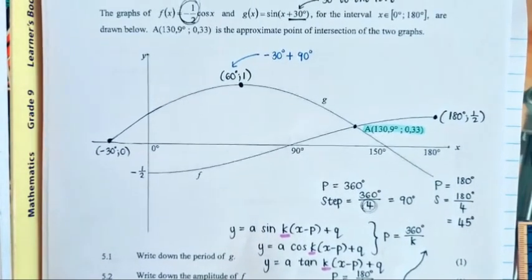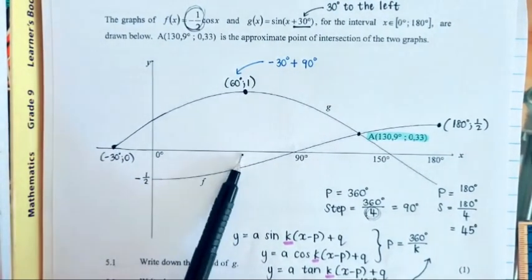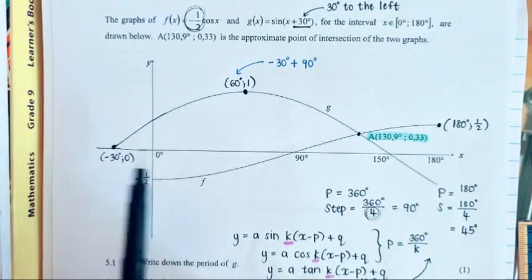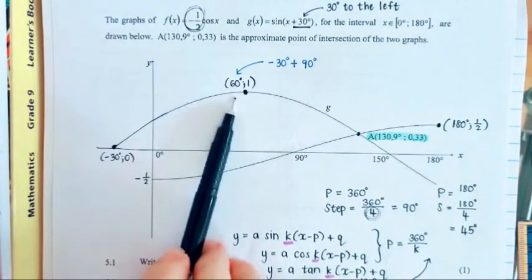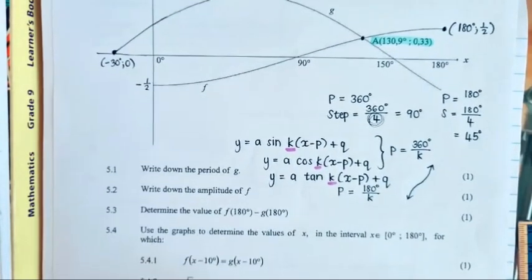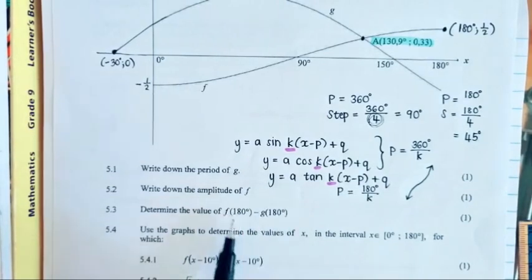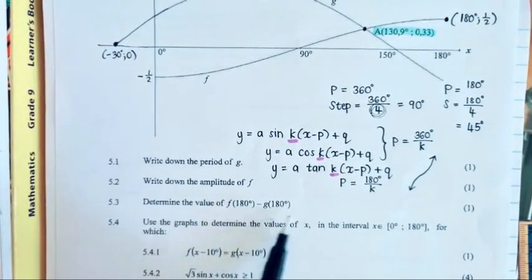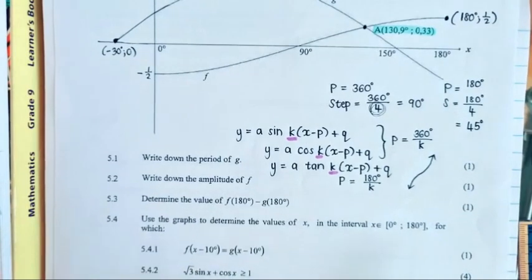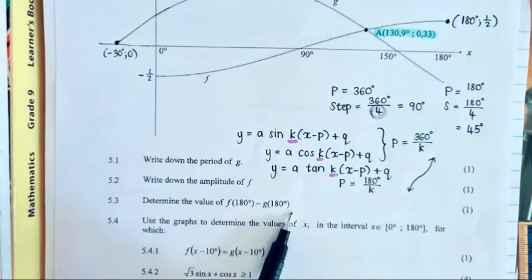So the 60 degrees is -30 plus 90, which is the step. -30 plus 90 will give you the next point, which is 60 degrees. Okay. Determine the value of f(180) minus g(180). Now, guys, this comes back to function notation, which is something you also would have been tested on in paper 1 on Friday. Function notation is f of x minus g of x.